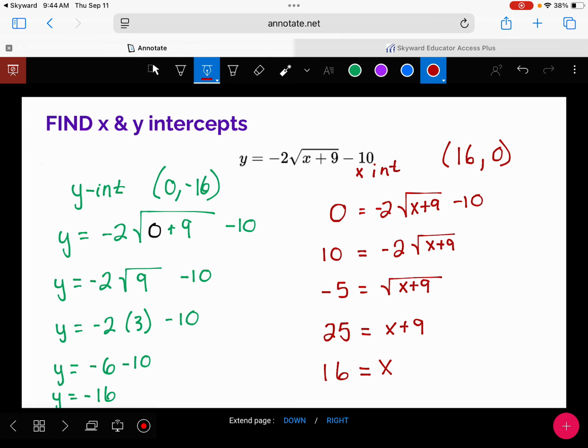So finding x and y intercepts, we're just substituting in zeros. We can do that. This just has lots of little bitty details in them. So many.